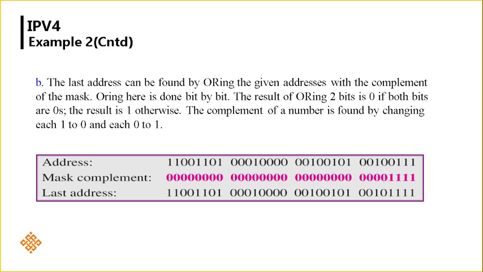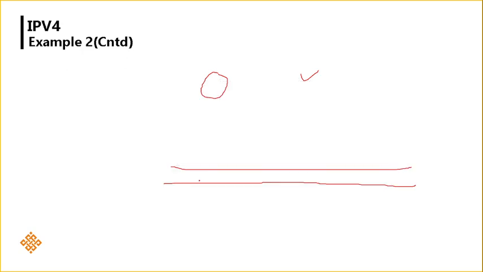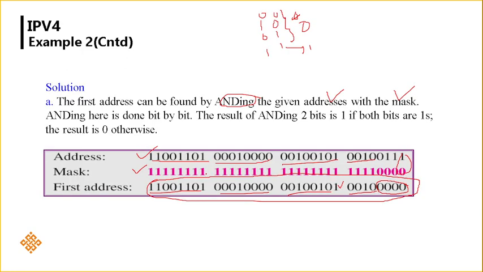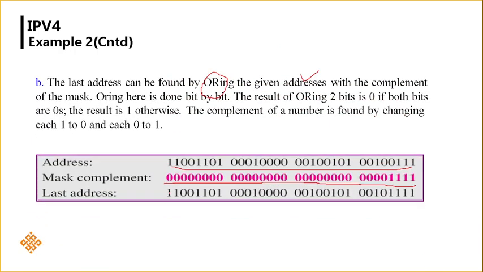The last address can be found by doing the ORing operation with the given address and the complement of the mask. You should do the ORing operation with the given address and the complement of the mask, not with the original mask. The result is your answer. See here, this is your given address, and this is the complement of the mask. Don't get confused here, because previously this was 1 1 1 1 1. Complement means you write zeros for all these ones, and these zeros you write as ones. That's what I have done here: all zeros, and the last ones are 1. Then you do the ORing operation.